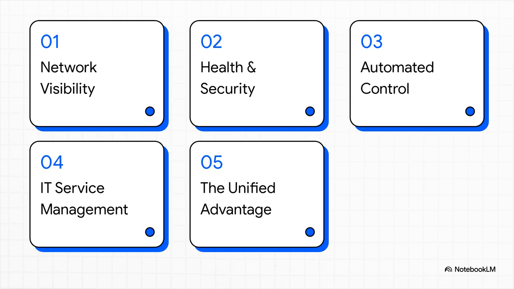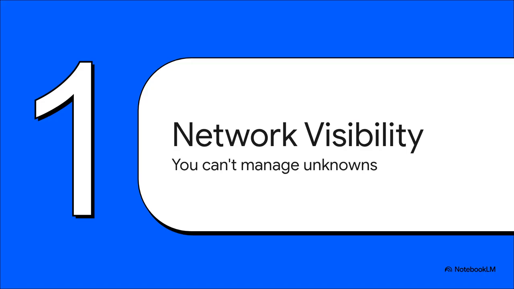First, we'll talk about getting total visibility into your network. Then, we'll see how that lets you be proactive about health and security. After that, we'll get into automated management and control, and how that all plugs into IT service management. And finally, we'll wrap it all up by looking at the big picture, the unified advantage. So let's kick things off with Section 1, Gaining Total Network Visibility.